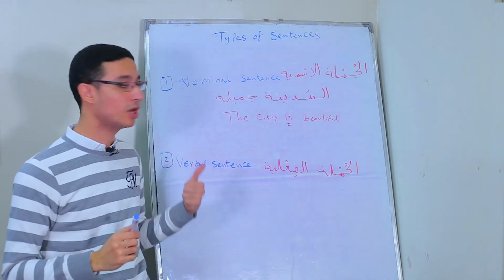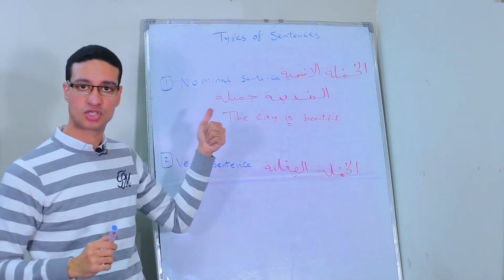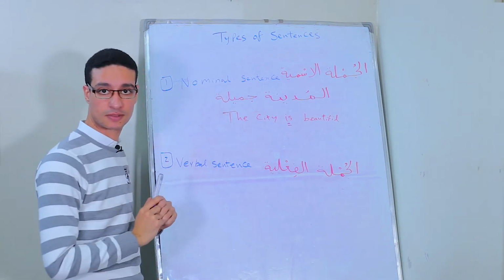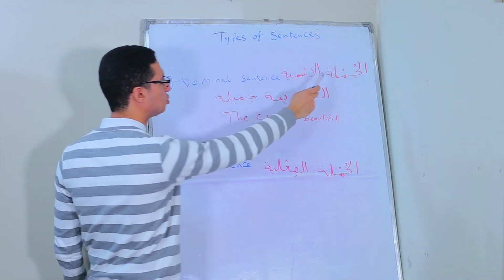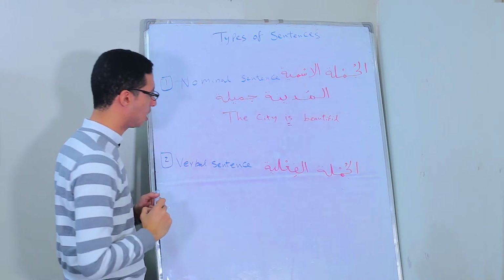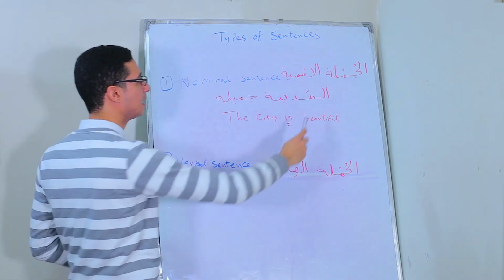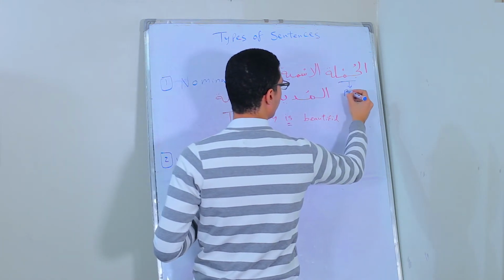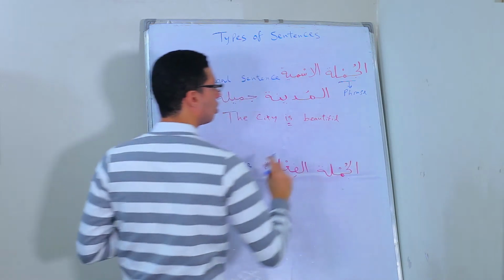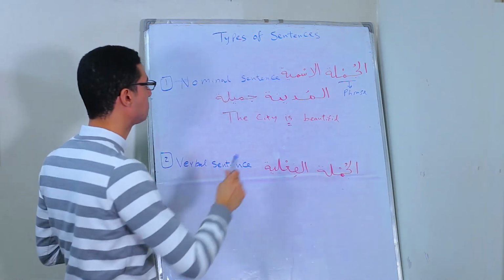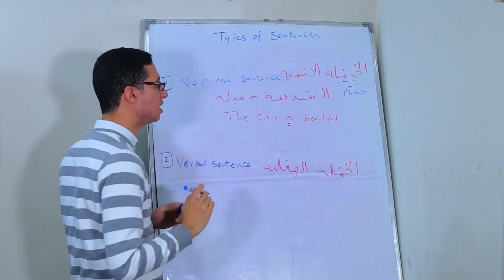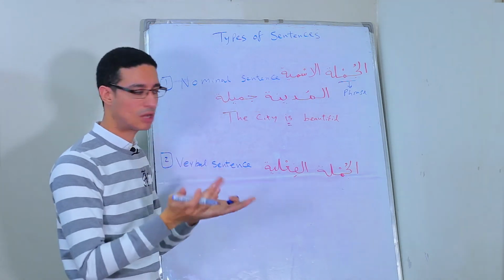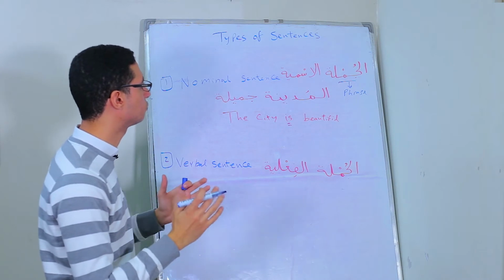The next thing we are going to discuss is the types of sentences. Okay, so in Arabic, we have two types of sentences. The nominal sentence, الجملة الاسمية. Okay, الجملة الاسمية, جملة means a phrase or a sentence. اسمية is an adjective. It means nominal. It means it just consists of names or nouns, not verbs.